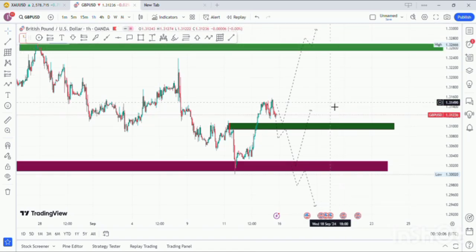So guys, that will be all for GBP USD. So quickly we'll move over to XAUUSD so we can also analyze and pick out some zones that we need to be looking out for, guys.